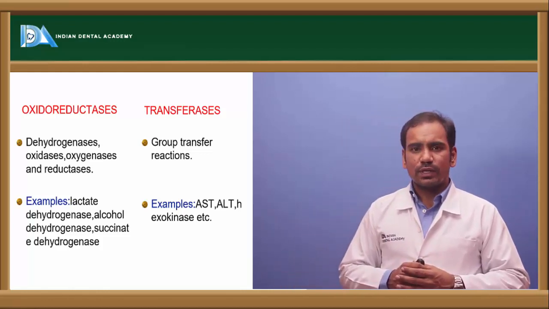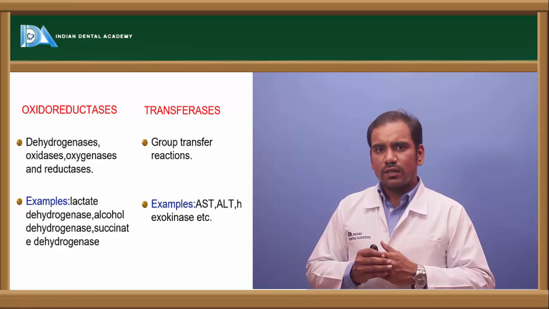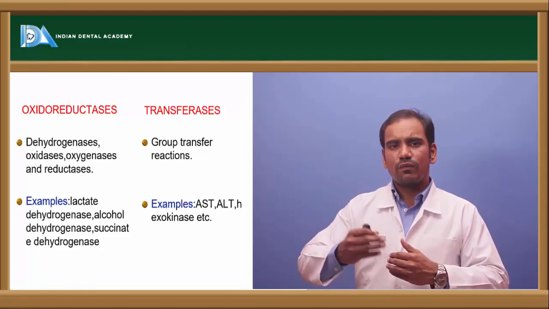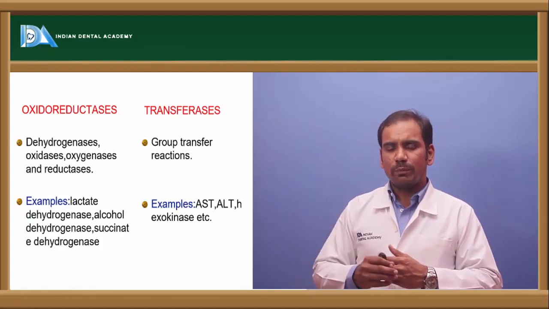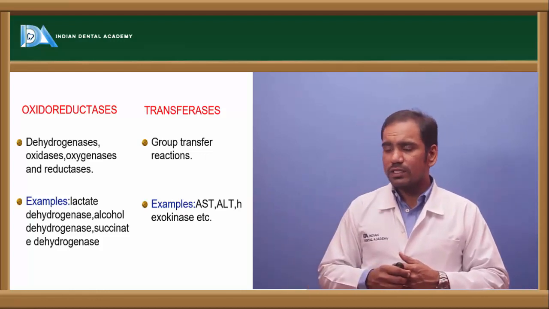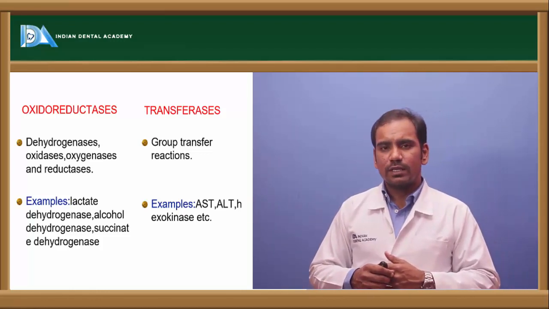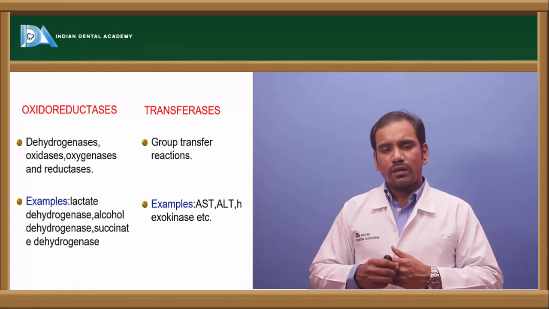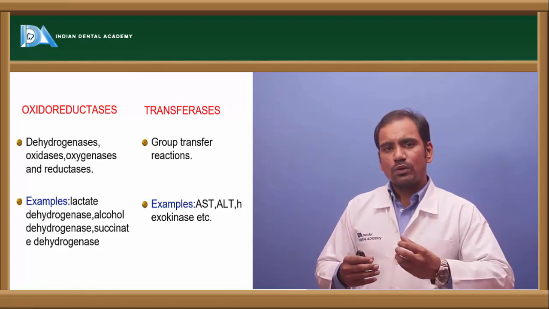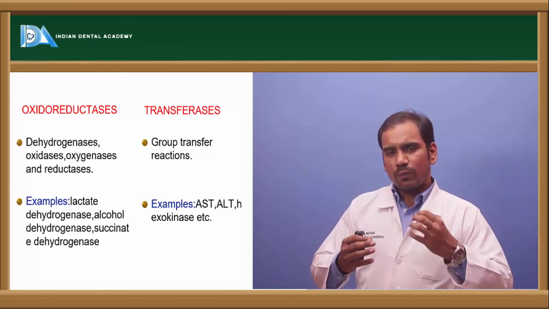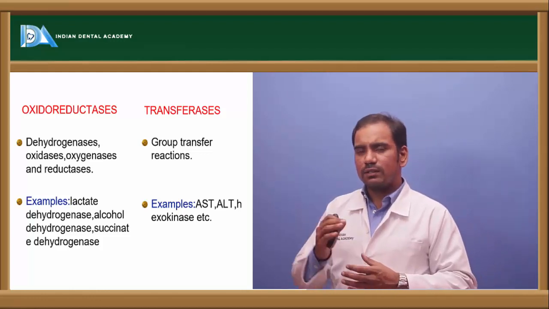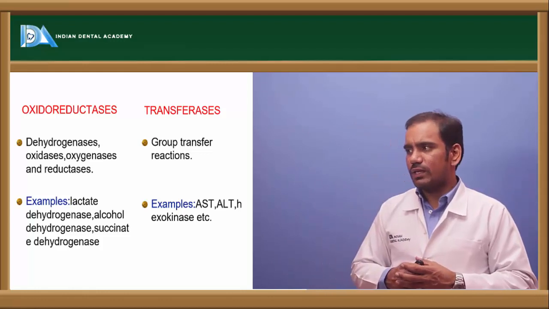Coming to transferases, the name itself indicates their function. Transferases, the enzymes catalyzing the transfer of groups. So whatever the group it may be, we call it transferases, right? So for example, if you take aspartate transaminase, alanine transaminase, they are catalyzing the reactions of transferring an amino group. So there is transfer of a group from one substrate to another. So such enzymes which catalyze the transfer of groups are called transferases.